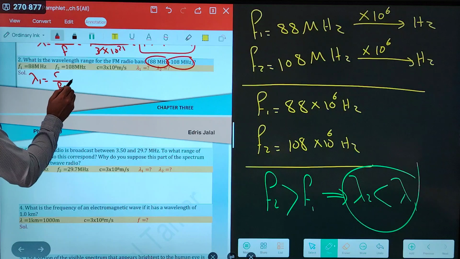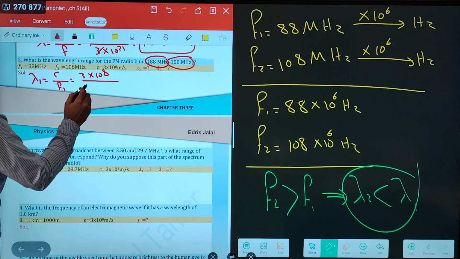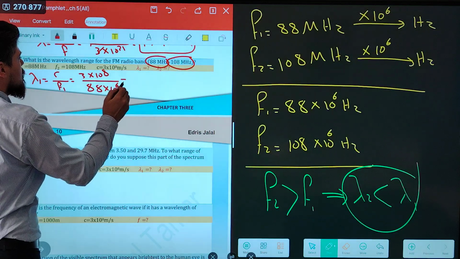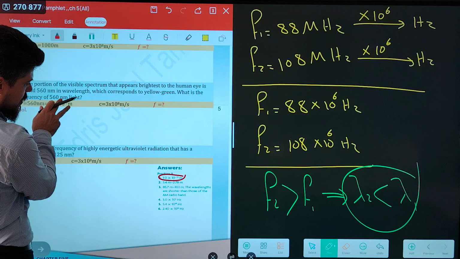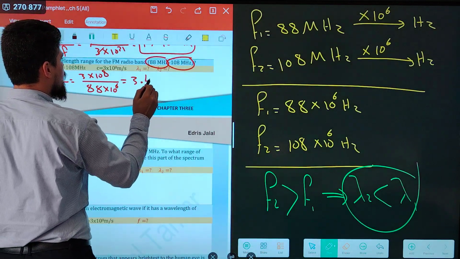Okay? Lambda 1 is equal to what? C over F1. 3 times 10 to the power 8 over 88 times 10 to the power 6, which is equal to 3.4 meters.